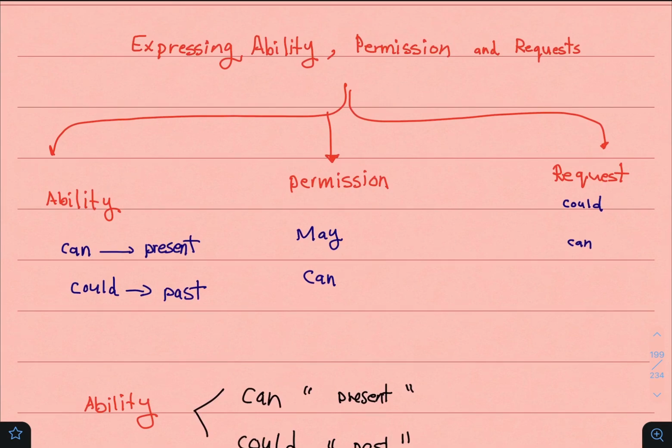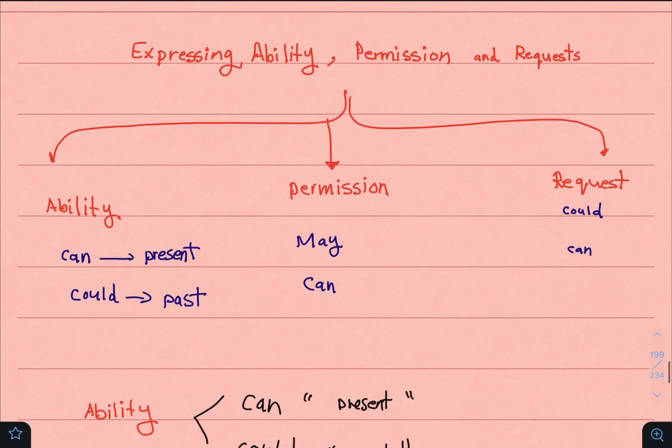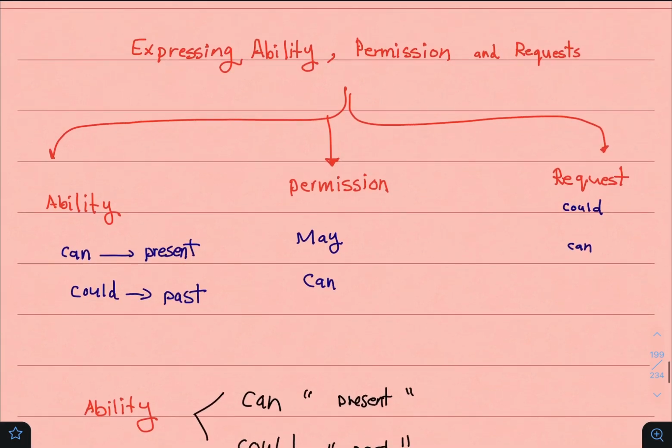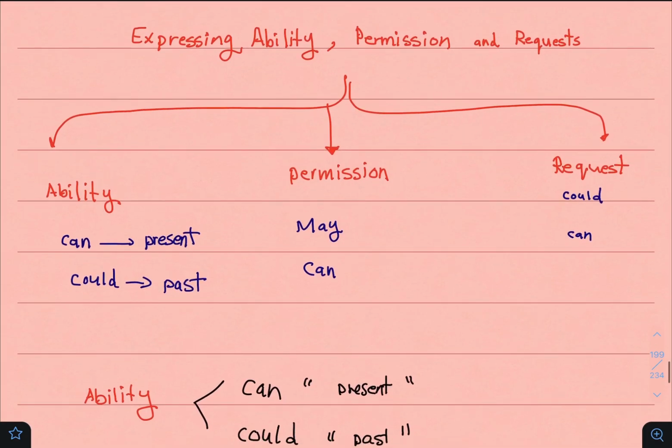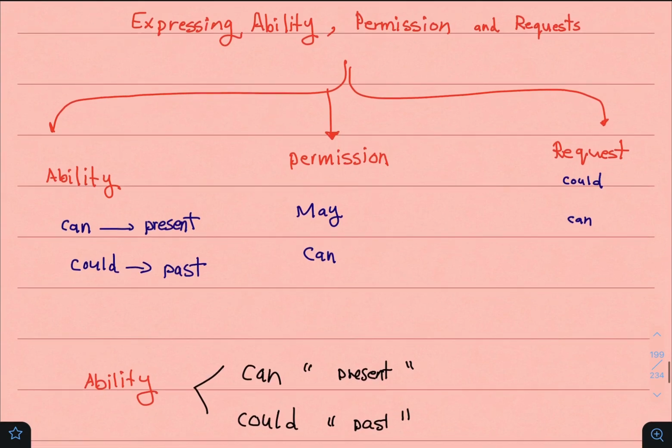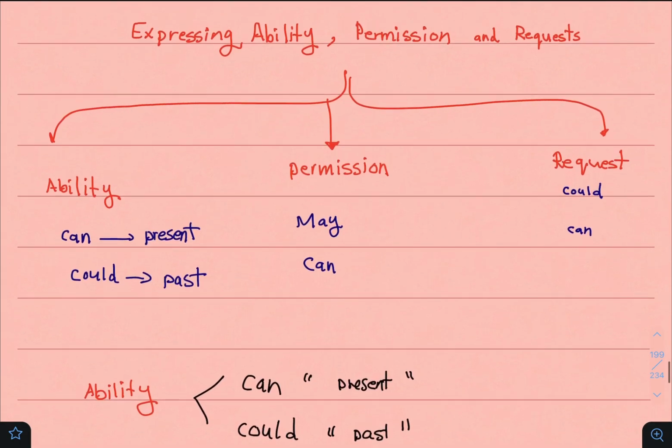Of course, before I start explaining to you how to express ability, permission and requests, I'd like to explain to you the meaning of each one of them in Arabic. الability معناها القدرة بالنسبة للpermission اللي هو الإذن، والrequest الطلب طبعا بطريقة مهذبة.